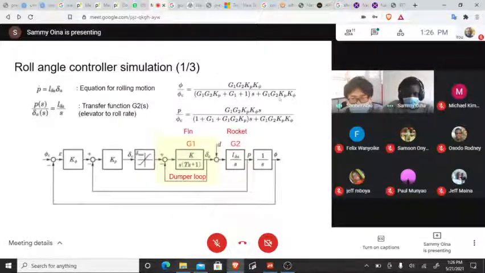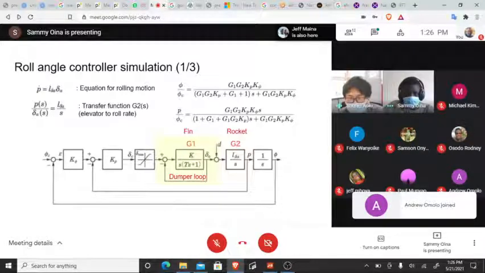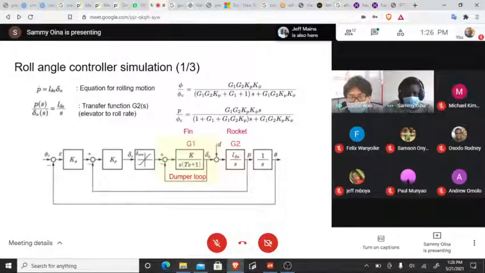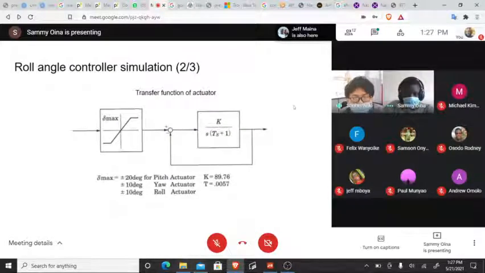There are three internal loops you can find. In G1, there is a damper loop to suppress the oscillation of the fin device. There is an outside loop from the G1 output, which is for the angular rate. And the last external loop is the angular angle control loop. So there are three cascading loops. This is the transfer function of the actuator, which is the fin device. I took the values from some literature.